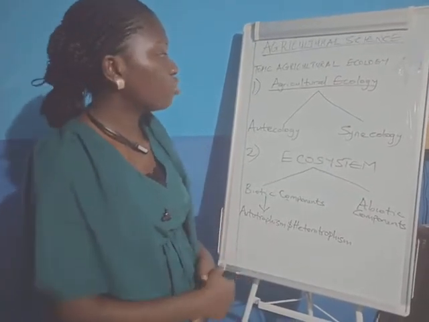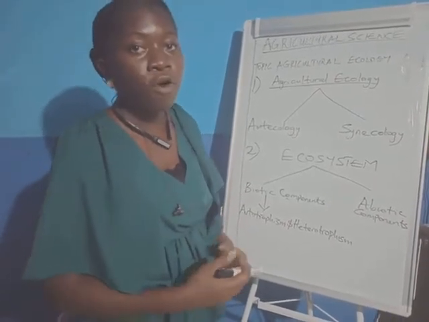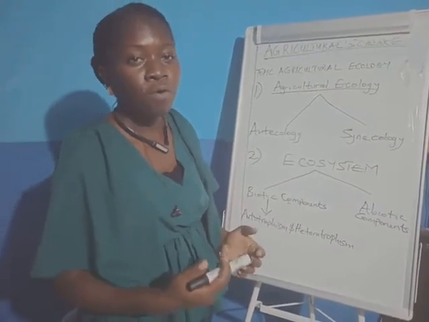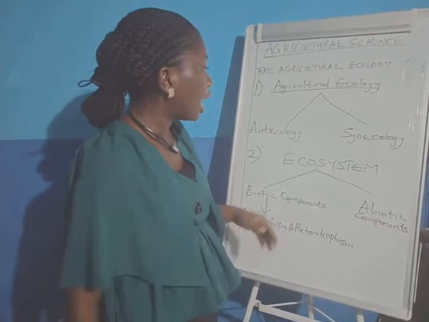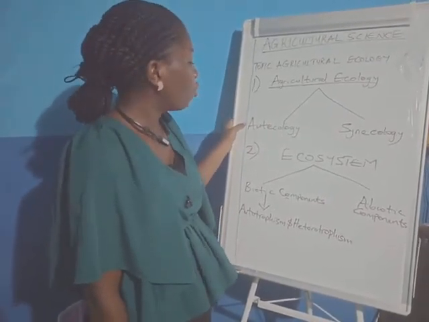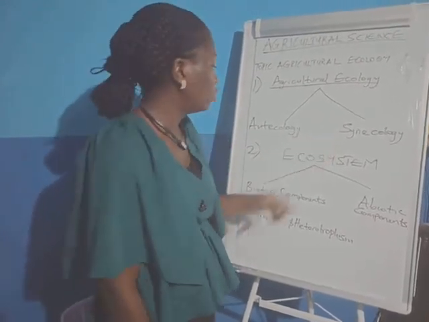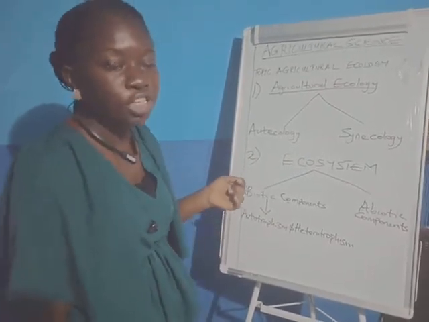What is agricultural ecology? Agricultural ecology is the study of croplands and farm animals in relation to their environment. And agricultural ecology is divided into two parts, which include horticology and synecology. What is horticology?